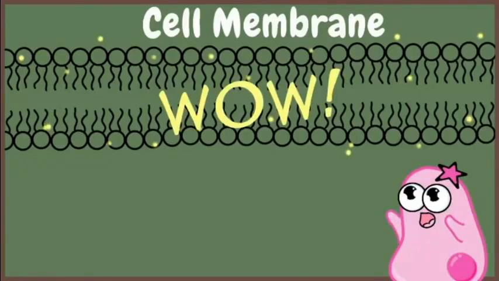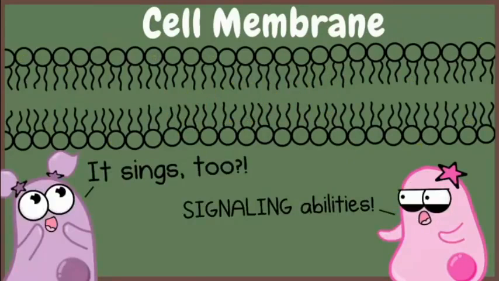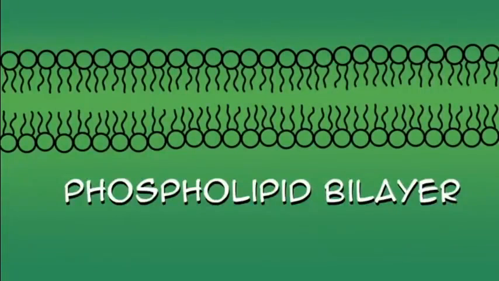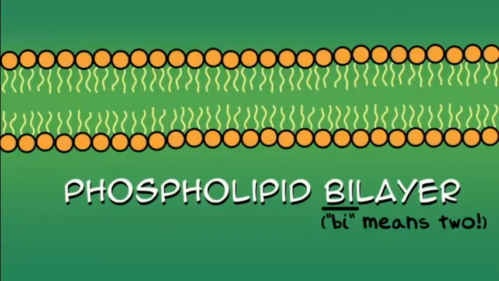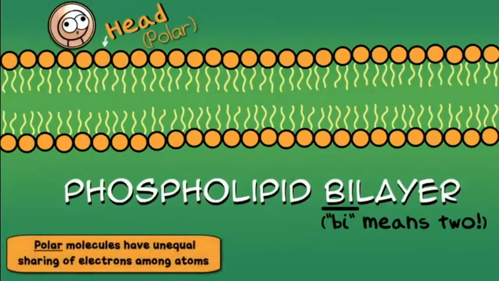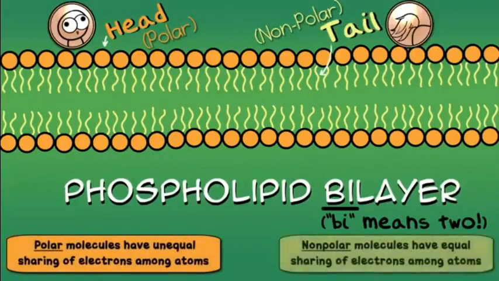You could have a whole course on the cell membrane itself. It has amazing structure. It has signaling abilities. But to stick to the very basics, it's made of a phospholipid bilayer. Bilayer means two layers, so you have these two layers of lipids. Now, these lipids are called phospholipids, and they have a head that is polar and a tail that is nonpolar, making them quite unique.